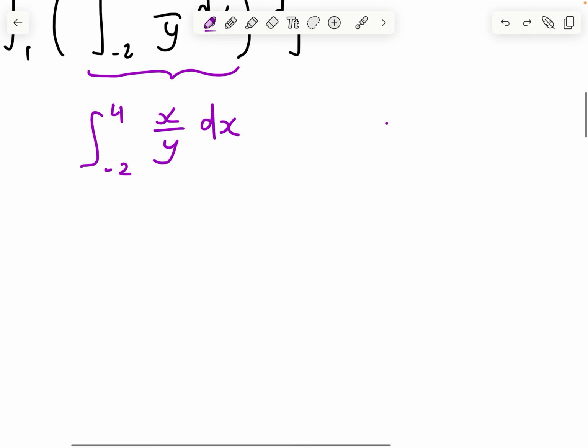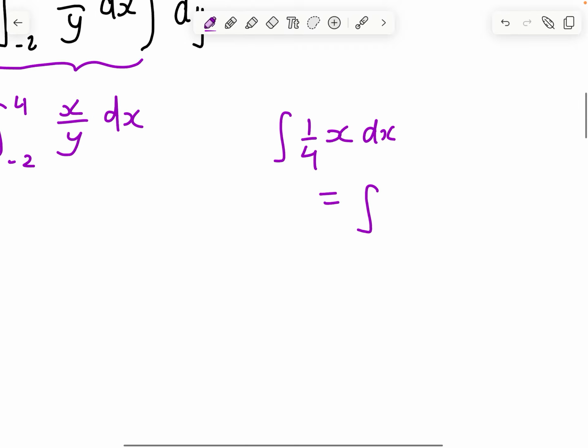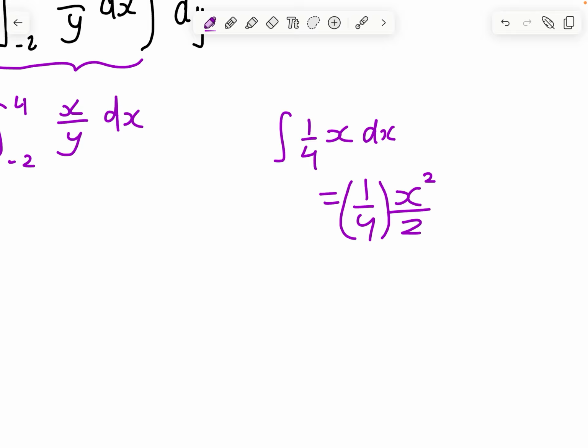Let's say a simple problem: if I were to integrate x, and let's say I have a number in front, like 1 over 4, for example, we learned that the basic integral is just x squared over 2, and the constant stays there, right?